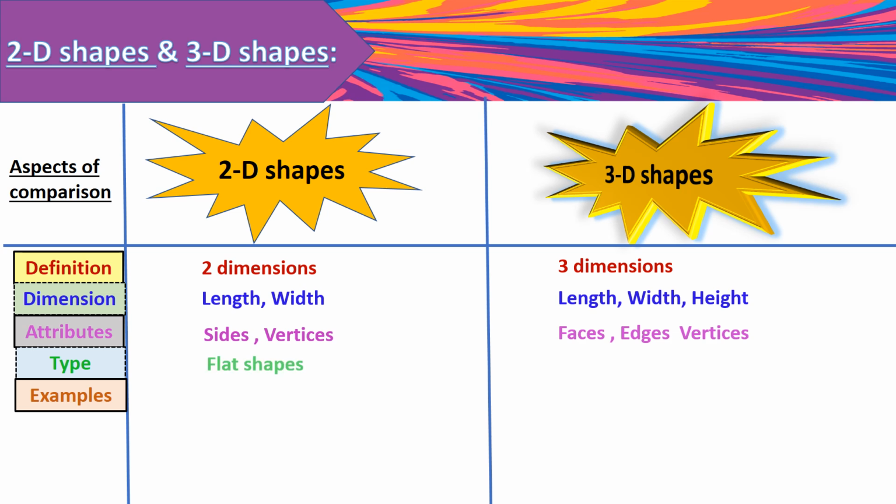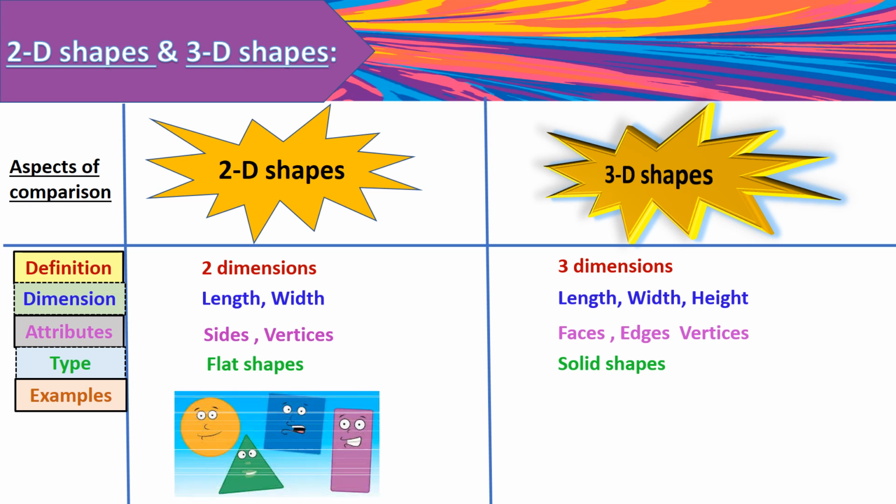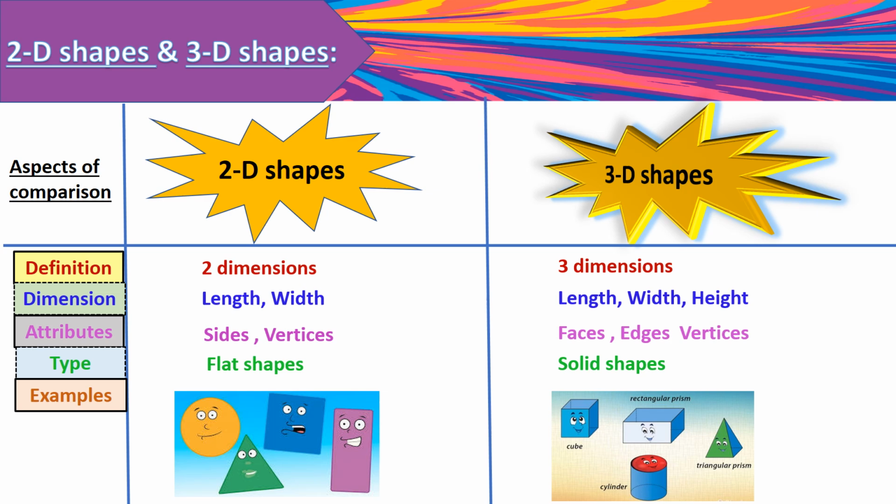The type of 2D shape is flat shape. And 3D shapes are solid shapes. They are called solid shapes. As examples, we can find here circle, square, rectangle, triangle. And in 3D shapes, we can find cube, rectangular prism, triangular prism, and cylinder.